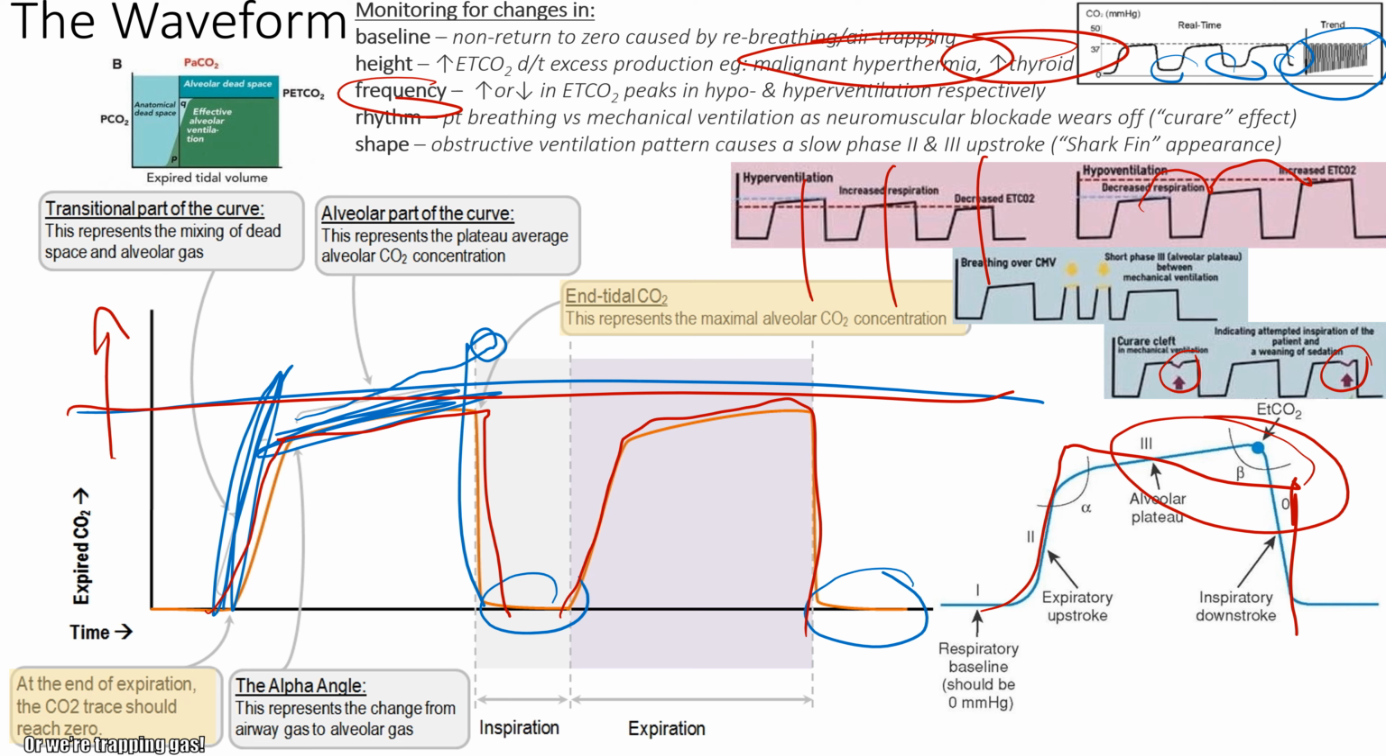And then the obstructive pattern we mentioned. What kind of fin is it? Shark. It's a shark fin appearance when they have an obstructive pattern. Okay, because instead of being really, really rapid, it's going to be hard to get that air out of the lungs.